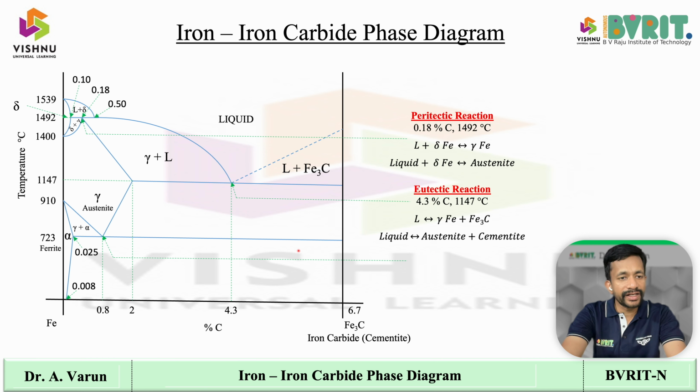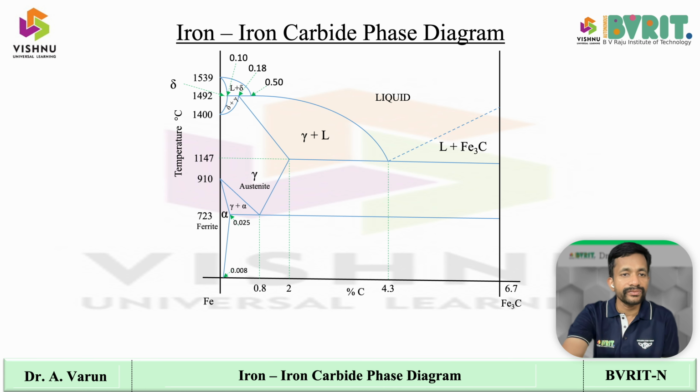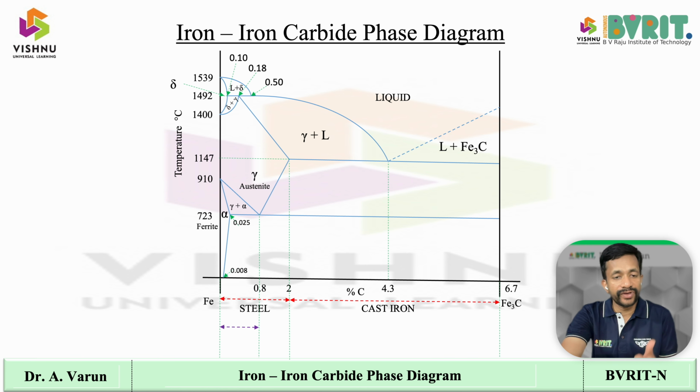Then we have the third reaction here at 723 degrees centigrade and 0.8 percent carbon, which is a eutectoid reaction. And this gives rise, as austenite gives rise to alpha iron, which is ferrite, and on the other end it is cementite. And this mixture, by the way, is called pearlite. Anyway, so 0 to 2% of carbon is called steel, and 2 to 6.67 is called cast iron. And we have the eutectoid reaction at 0.8.